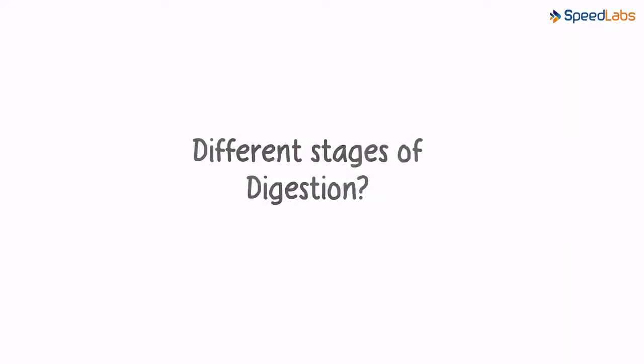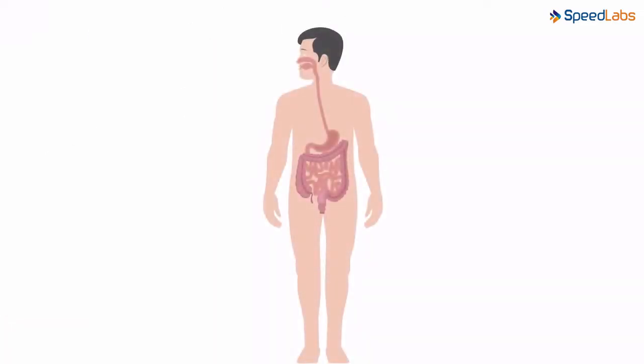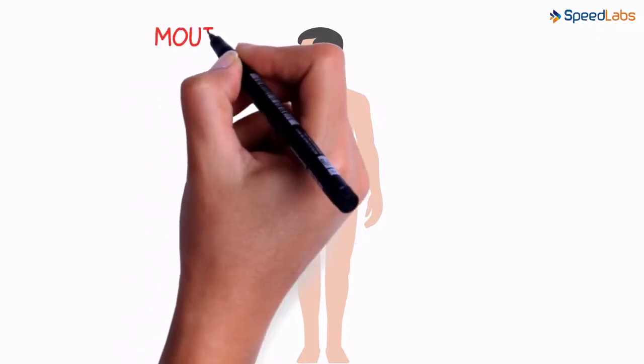What are the different stages of digestion? We can understand this in two ways. Look at this diagram. It is a rough sketch of the human digestive system. The first step of digestion happens in the mouth.